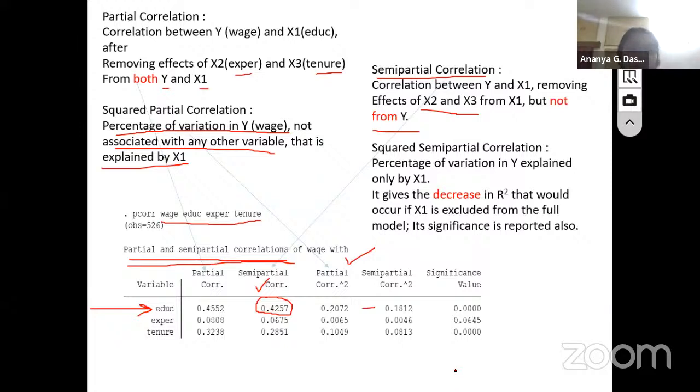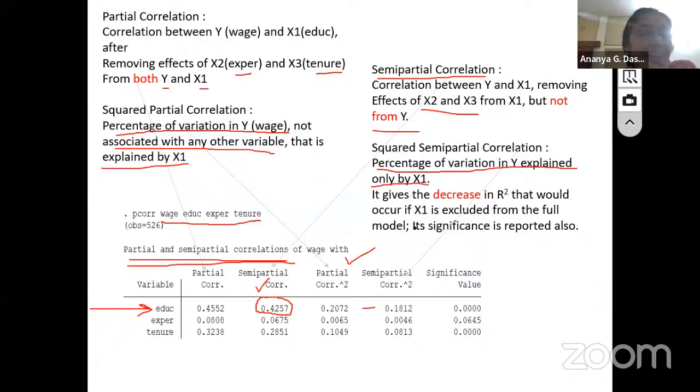Okay, so if you were to look at the correlation between education unrelated to experience and tenure and wages, it's explaining 42% of the variation. If you were to filter out the effect of experience and tenure from wages, then it would actually be explaining 45%. Now, what is the star piece in all of this? The star piece in all of this is really the square of your semi-partial correlation. That gives the percentage of variation in y which is explained only by x1 and x1 alone.